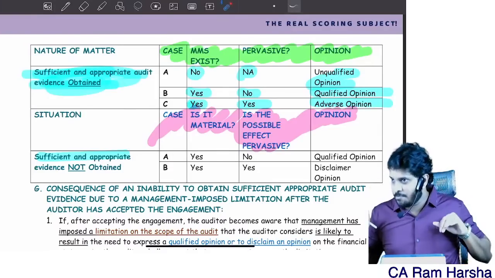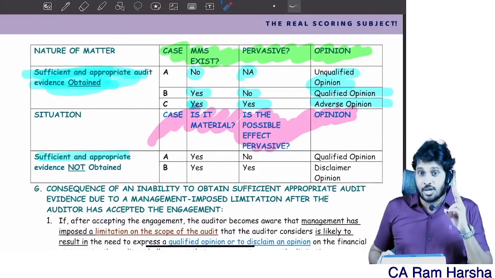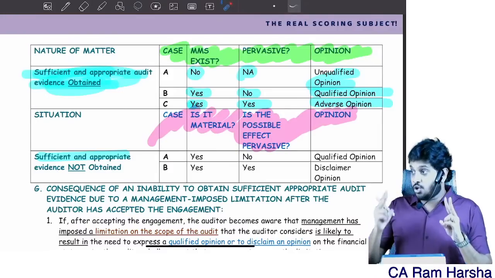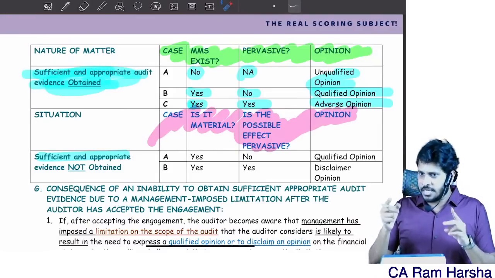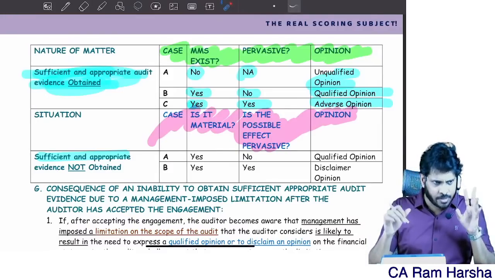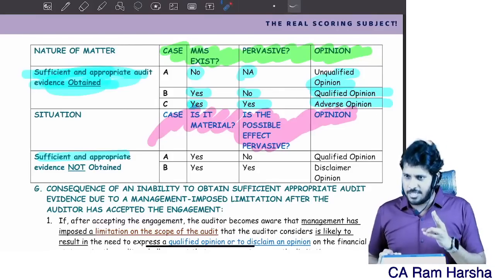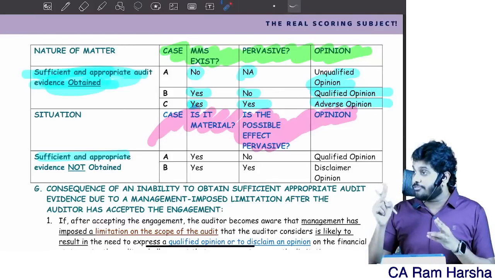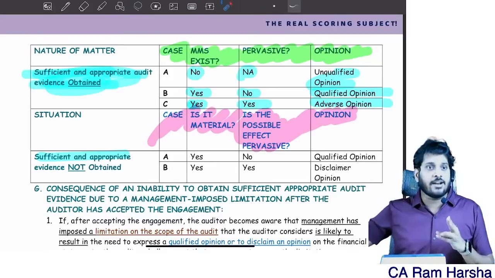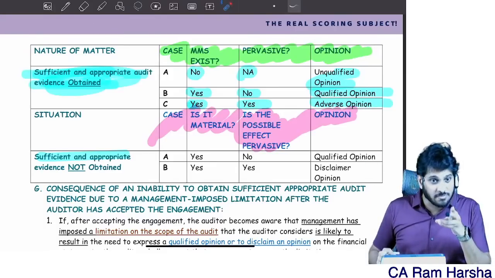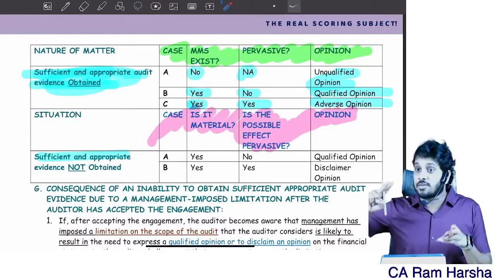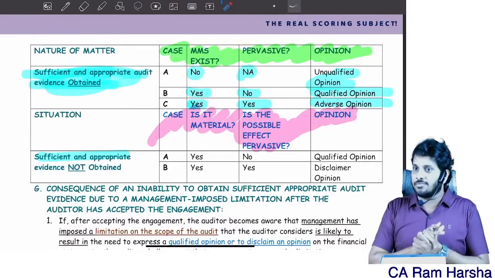For example, suppose in inventory and debtors, a 2 crore mistake is there. 20 crore worth of inventory is with a third party. In the same 200 crore turnover company, 2 crore worth of debtors are materially misstated. 20 crore worth of evidence I don't have. Now tell me, 2 crore worth of mistake I found, 20 crore worth of evidence I am not getting. Which opinion should I give?